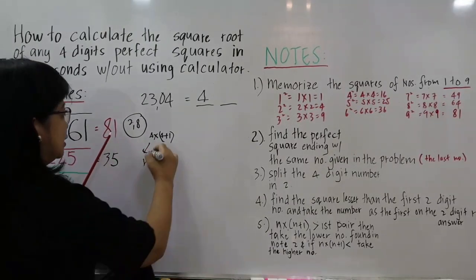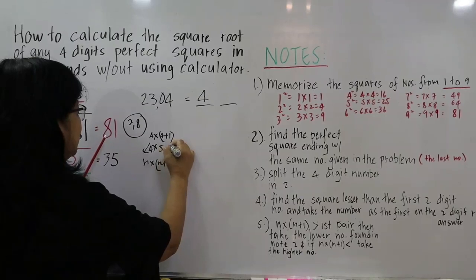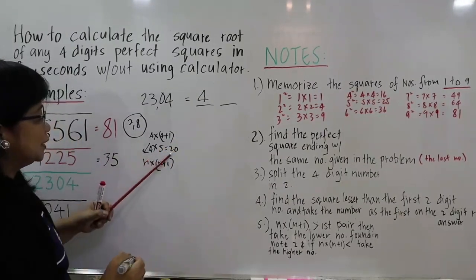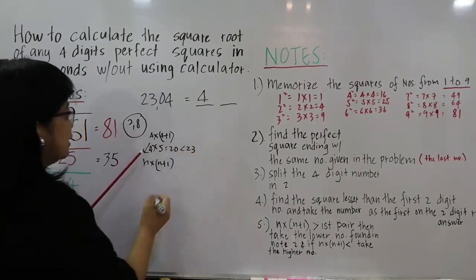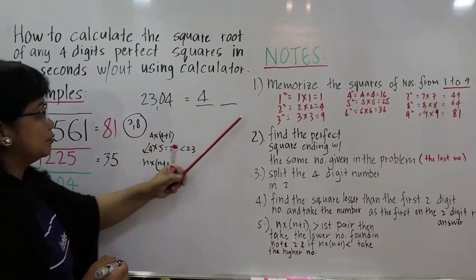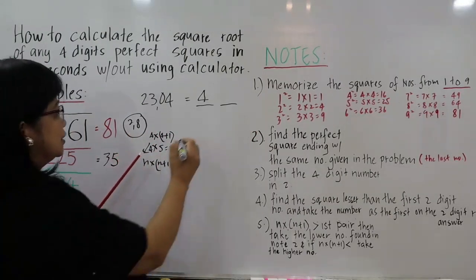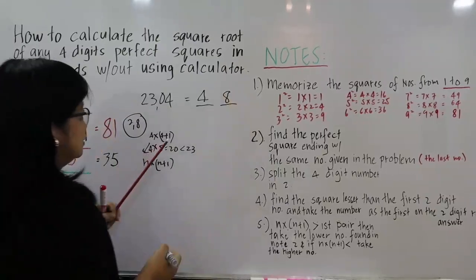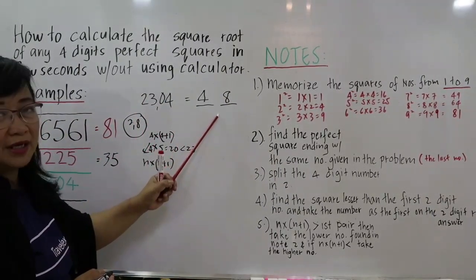So 4 times 5 is equal to 20. Now, 20 is less than 23. So we have to take the lowest number we took before from the squares of numbers, so we took the 8. So the answer here, the square root of 2304, is equal to 48.